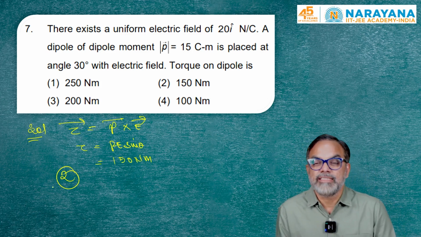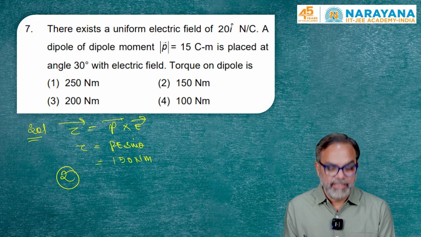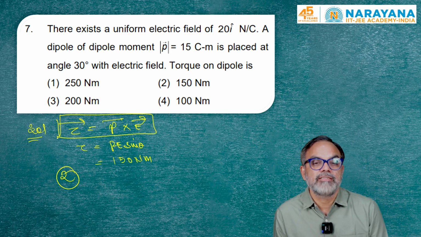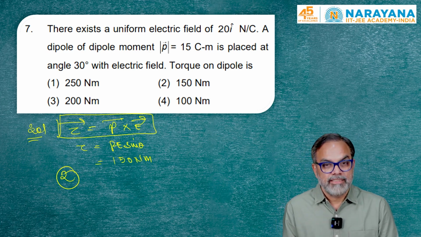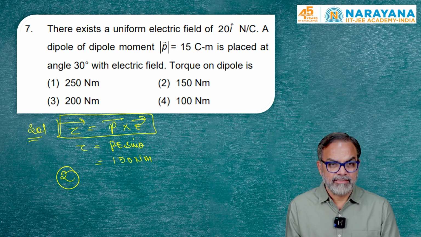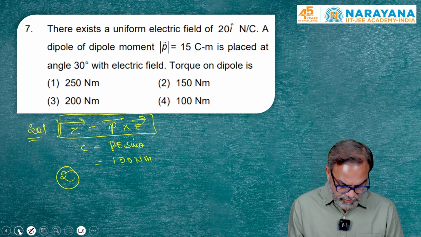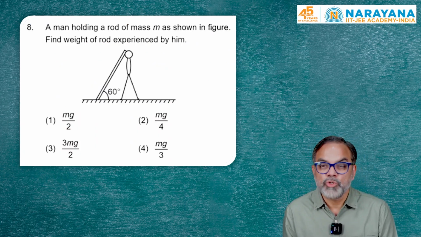Again, it is a straightforward easy question, direct formula based. Put the value, get the answer. If you are able to recall this expression, torque due to external electric field on a dipole placed in it, it is an easy question. Students, moving further, and yeah, it's a good question.